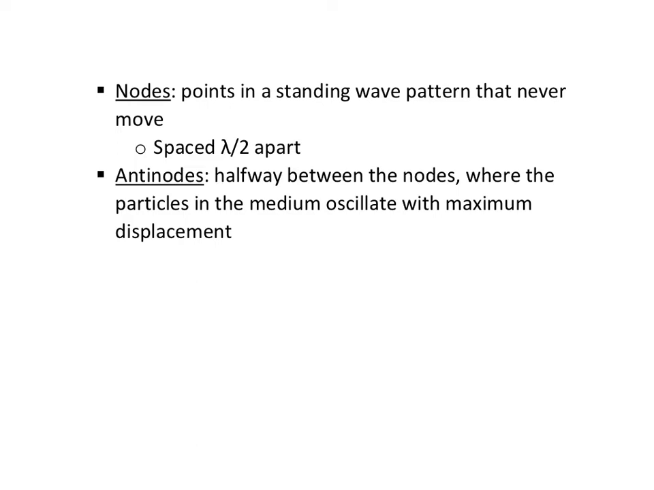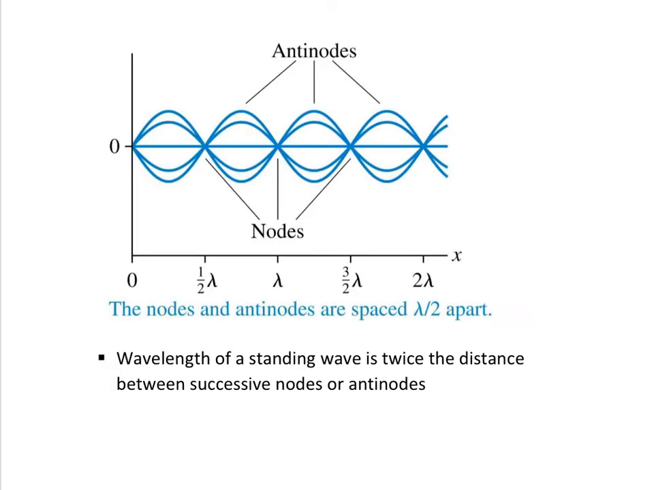Your antinode is where the crests and the troughs are. So it's halfway between the nodes, where the particles in the medium oscillate with maximum displacement. Looking at the picture, it's very self-explanatory. Nodes are where the equilibrium points are, and antinodes are halfway between the nodes, so that's going to be your maximum displacement from the equilibrium. Nodes and antinodes are both spaced a half wavelength apart. Because they're spaced a half wavelength apart, the wavelength would be twice the distance between successive nodes or antinodes.